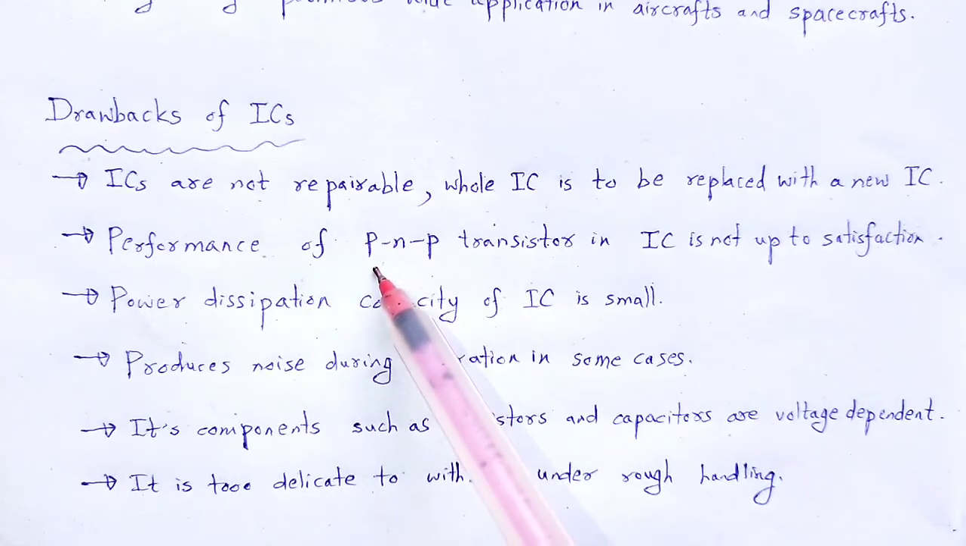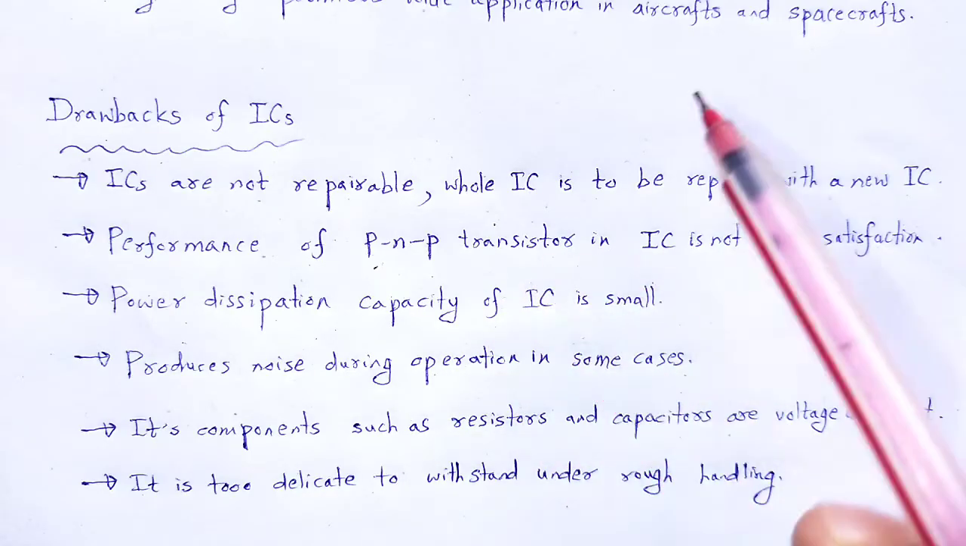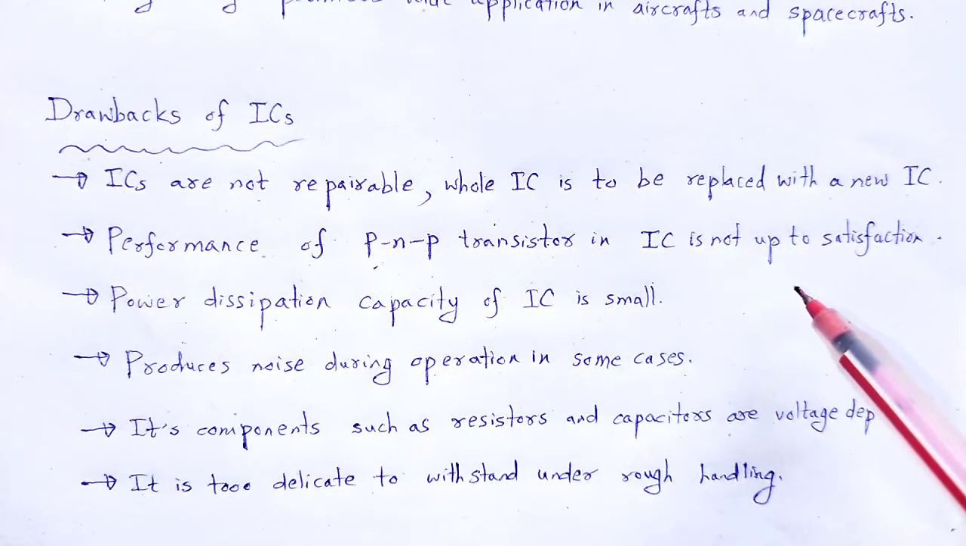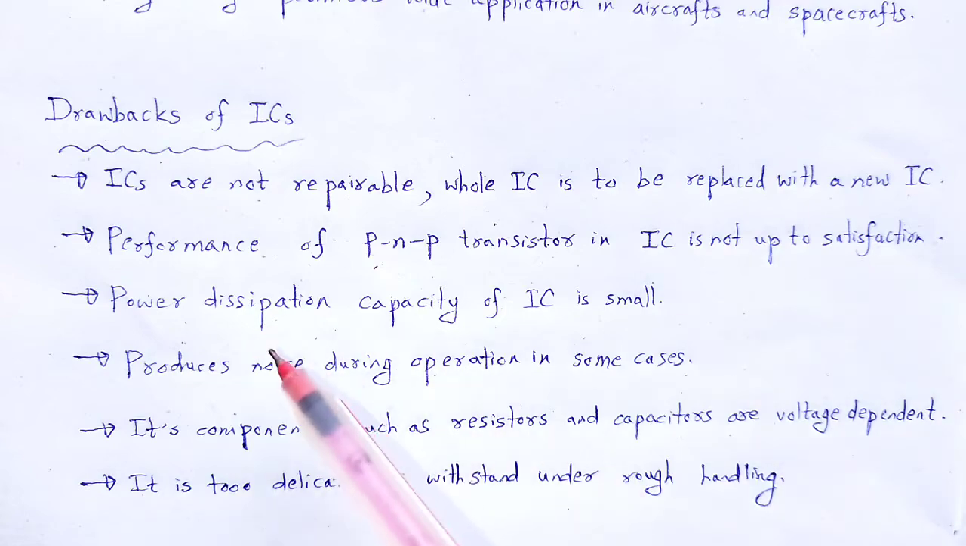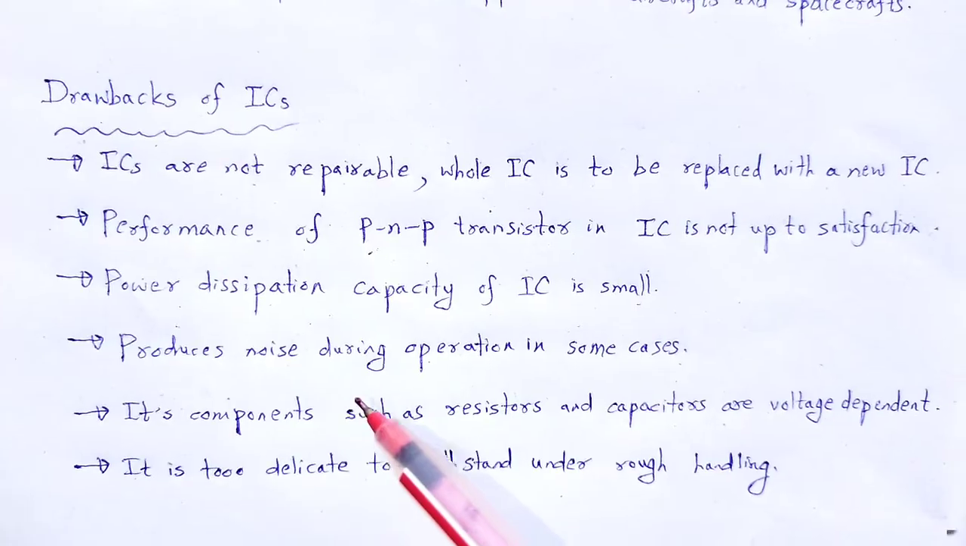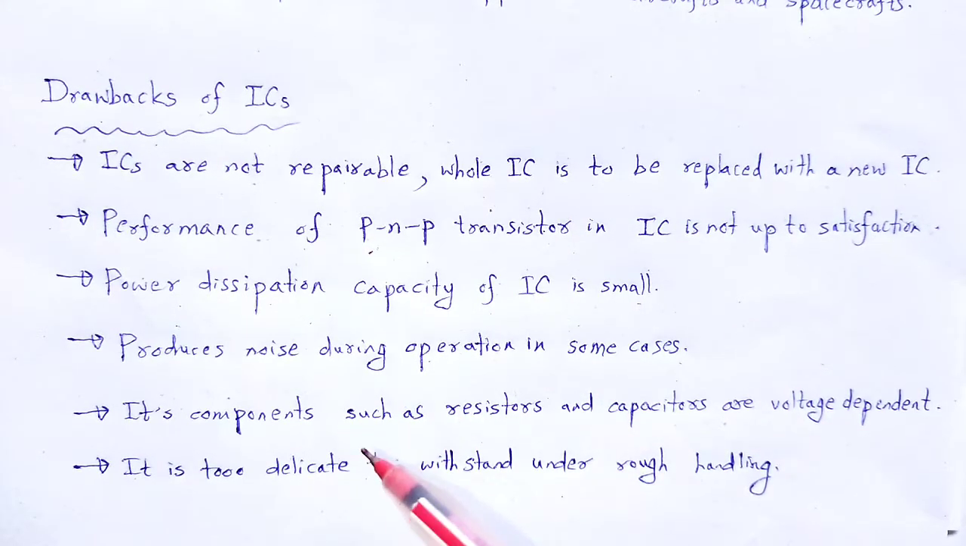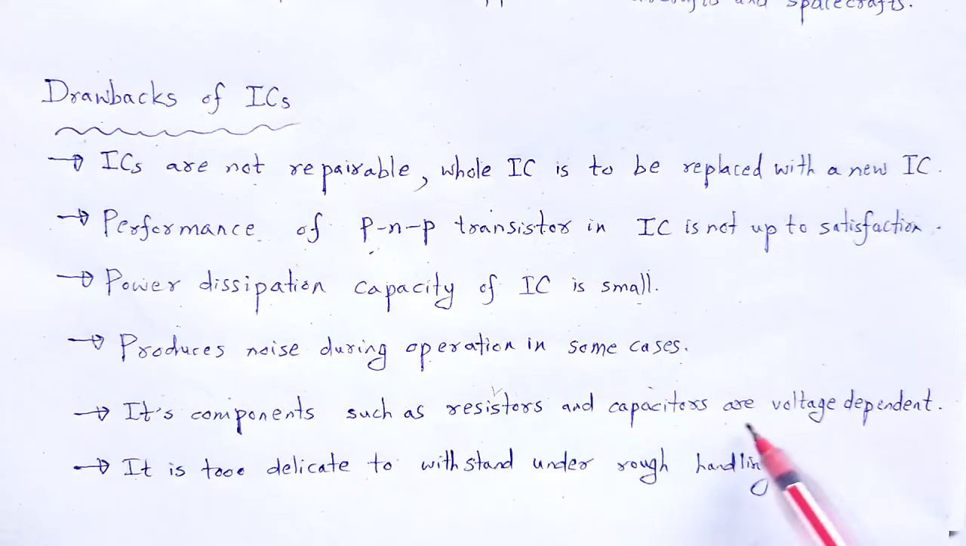Performance of the PNP transistor in ICs is not satisfactory. Power dissipation capacity of an IC is very small. It produces noise during operation in some cases. Its components such as resistors and capacitors are voltage dependent. The two components of an IC, that is resistor and capacitor, depend upon voltage.